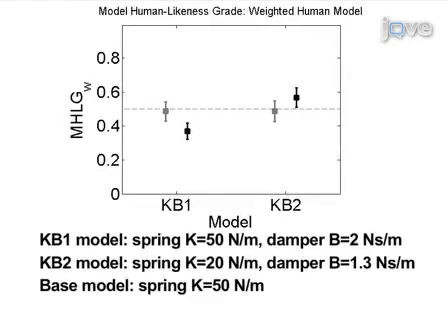This figure shows the results from the weighted model human protocol, which compared a varying ratio of human model handshakes to a fixed 50-50 ratio of human model handshakes. The black markers represent the model human likeness grades for the test models, and the grey markers represent those of the base model. The error bars represent the psychometric curve's confidence intervals.